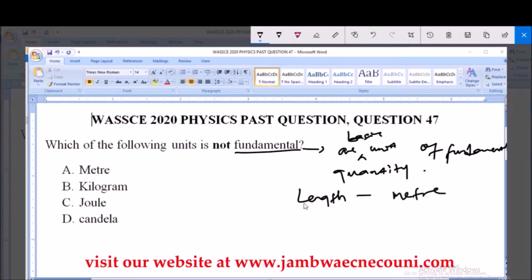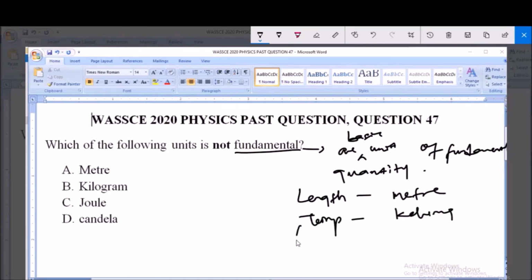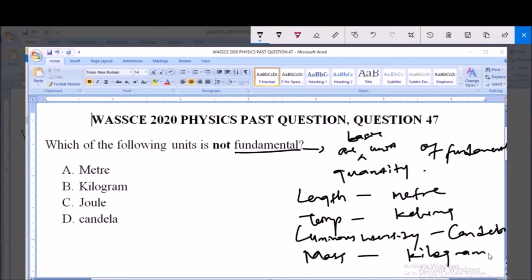Likewise, you have temperature. The unit is Kelvin. We have luminous intensity. The unit is candela. We have mass. The unit is kilogram. Now, all these are fundamental quantities with fundamental units. Now the question says we should pick an option which is not a fundamental unit. That means the unit is a derived unit.